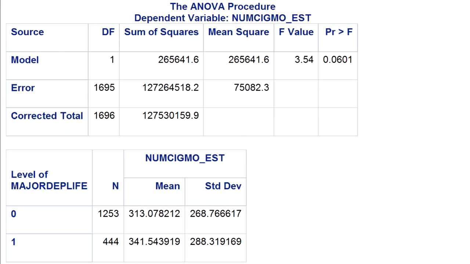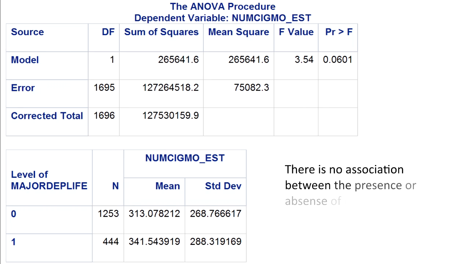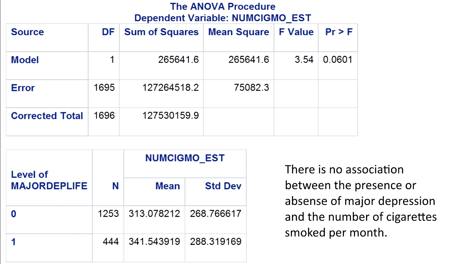If we look at the means table, we see that young adult smokers without major depression, as indicated by a value of 0, smoke an average of 313 cigarettes per month, and that those with major depression, indicated by a value of 1, smoke on average 341.5 cigarettes per month. Because the p-value is greater than 0.05, actually 0.06, we must accept the null hypothesis and say that these means are statistically equal, and that there's no association between the presence or absence of major depression and the number of cigarettes smoked per month among young adult smokers.